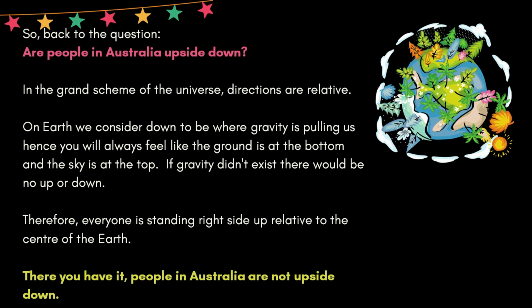So back to the question. Are people in Australia upside down? In the grand scheme of the universe, directions are relative. On Earth, we consider down to be where gravity is pulling us. Hence, we will always feel like the ground is at the bottom and the sky is at the top. If gravity didn't exist, there would be no up or down. Therefore, everyone is standing upright relative to the center of the Earth. There, you have it. People in Australia are not upside down.